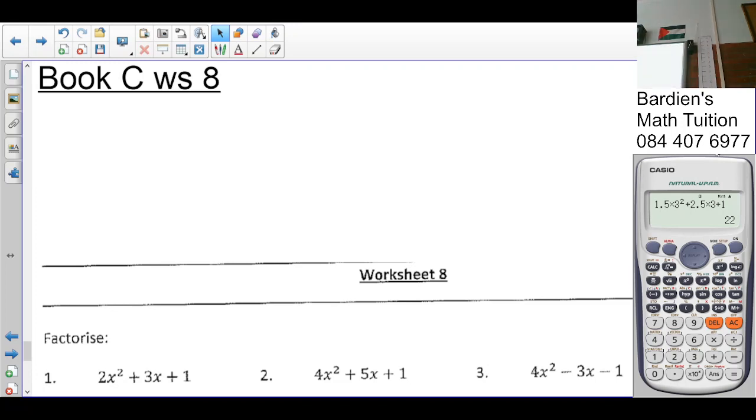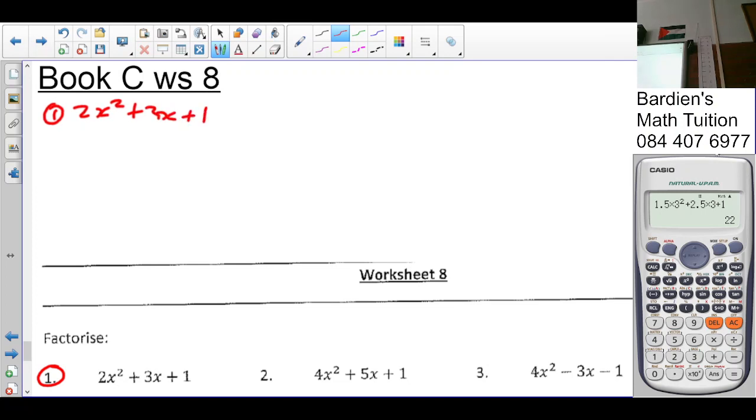Alright, so at this point, number 1, it's going to be 2x squared plus 3x plus 1. What's your solution here? X and 1, yes? See, on the product line goes 1 and 2. 1 and 1. Right. On this side of the barrier, we put what is the coefficient of x squared, which is 2. Can you see that?